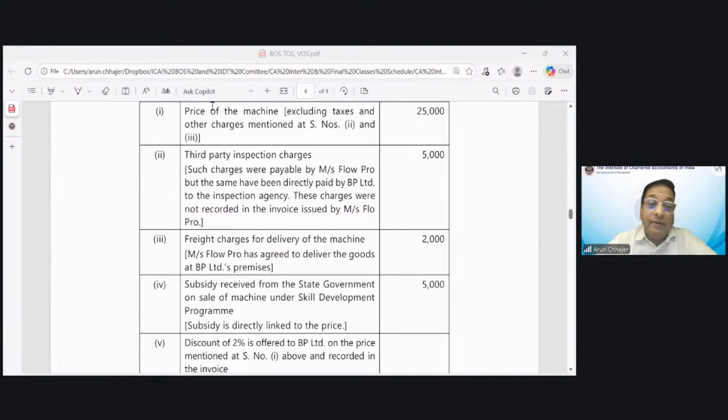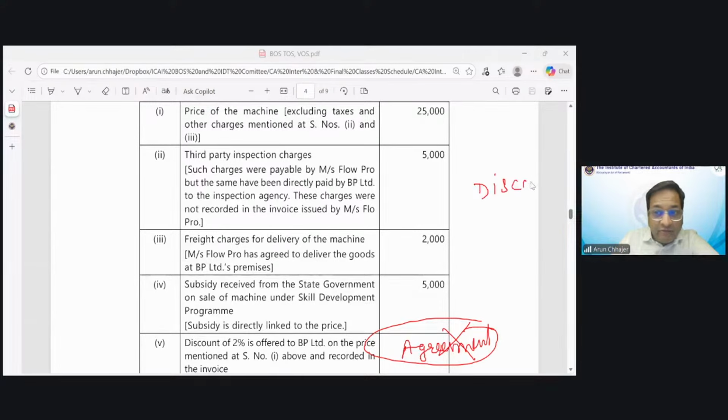कुलदीप, यहां पर एग्रीमेंट वाला पॉइंट नहीं आएगा. Why will the agreement point not come? Because if you talk about the discount in the value of the supply, discounts are divided into two parts. One is the discount on the invoice.